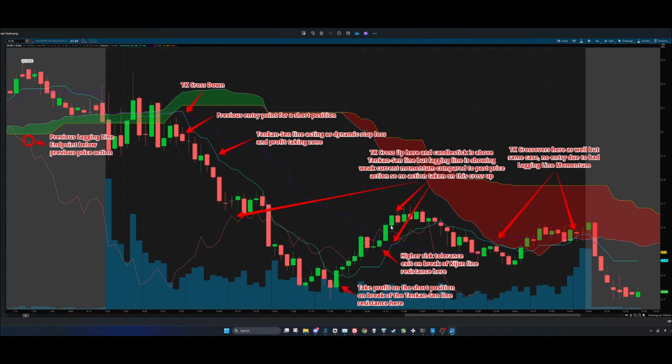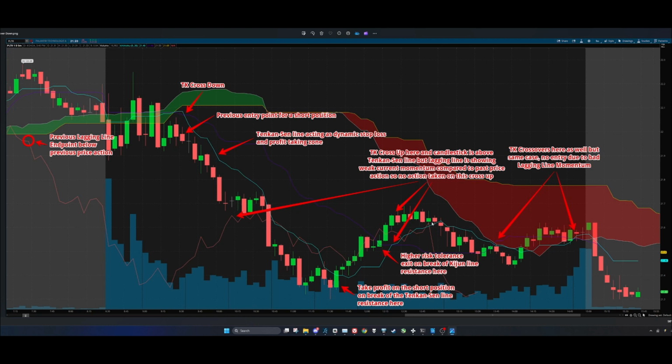And if you did make an entry on that candle, you would have gotten stopped out for a loss shortly after anyway. So that's a good example of a fake out signal by looking at the lagging line endpoint compared to current price action with previous price action.